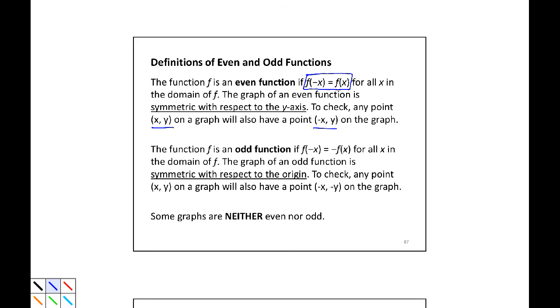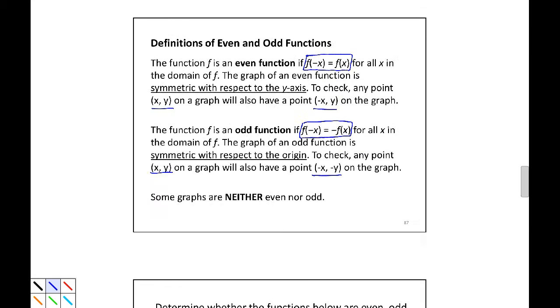A function is odd if f of negative x equals negative f of x for all x in that domain. It's symmetric about the origin in that case. To check, if we take the point x, y that's on our graph, we would also have the point negative x, negative y on the graph. And then some graphs are neither even nor odd.